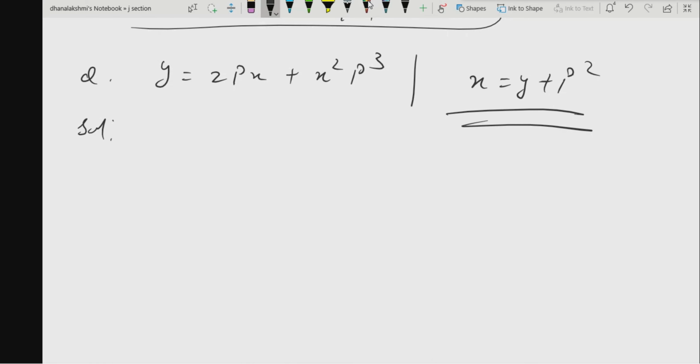If I write y is equal to something, you will obviously go for solving for y, or else you can write it in terms of x. So x will be equal to y by 2p minus y square p square by 2. Check it, is it correct?